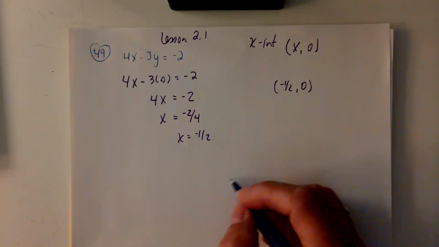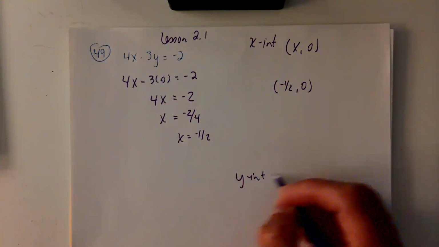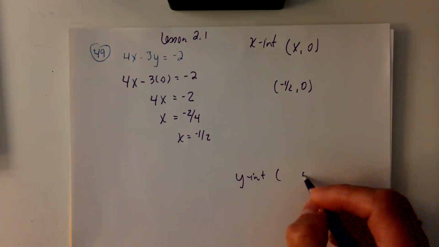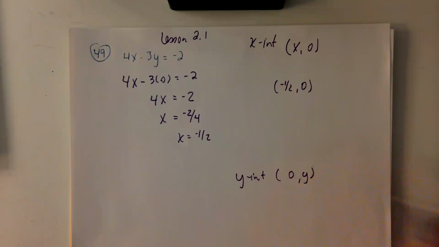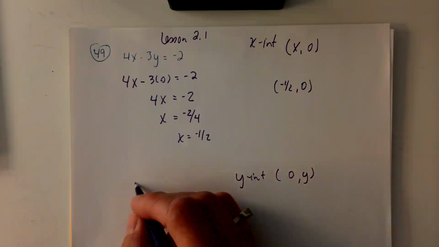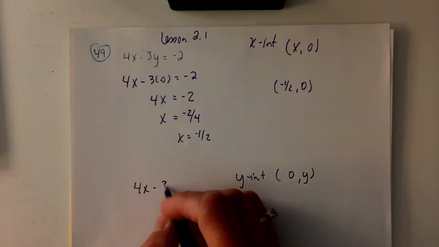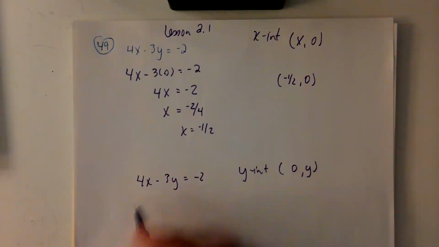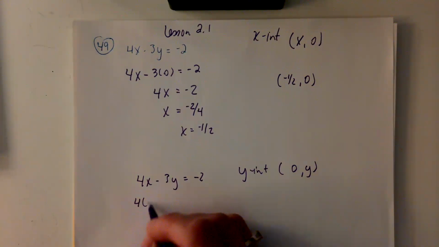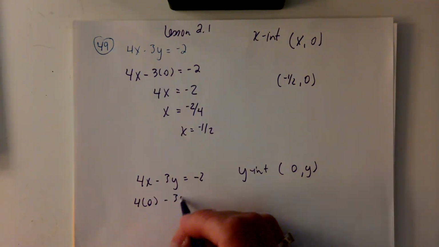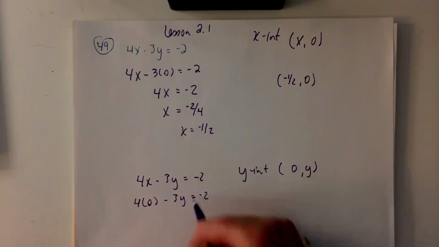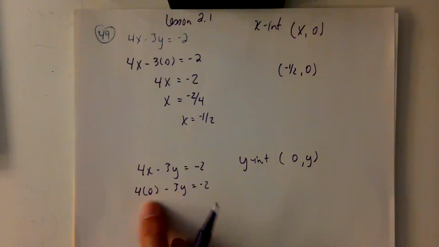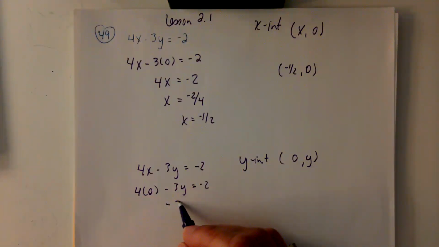Then my y-intercept is the y value, the y coordinate, when x is 0. And so likewise, we will take the same equation and put 0 in for x and solve for y. So 4 times 0 is 0. We're left with -3y equals -2.